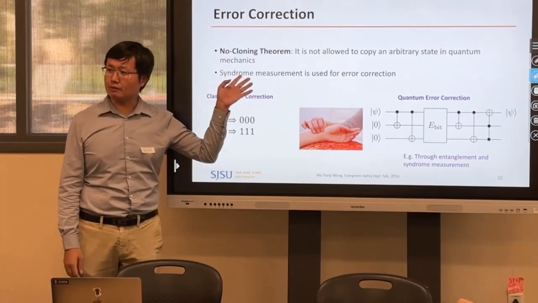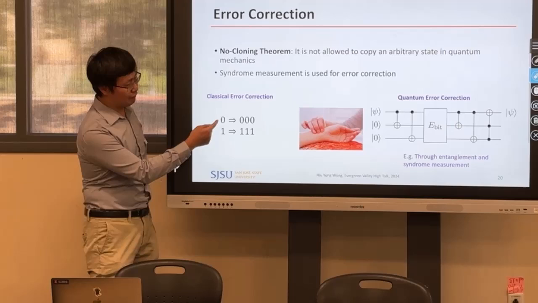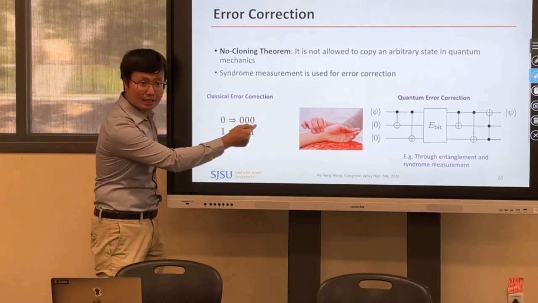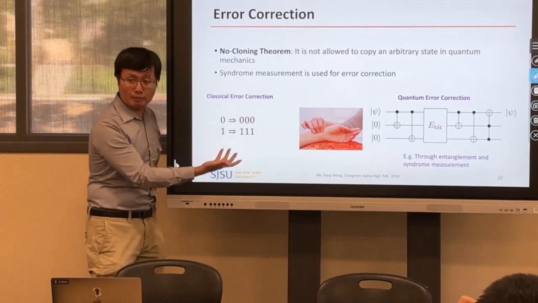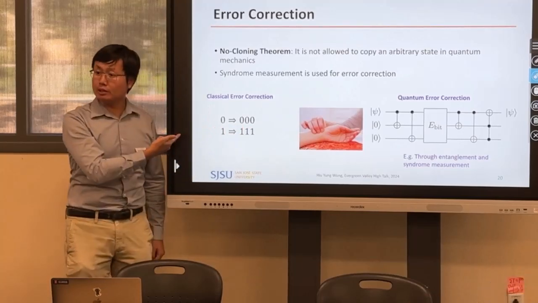So, no-cloning theorem, you cannot copy. Then how do you do correction, right? So classically, if I have 0, I just copy many times, and then I just do majority vote. If one of them flips, I still have two 0s. I know my information is 0.